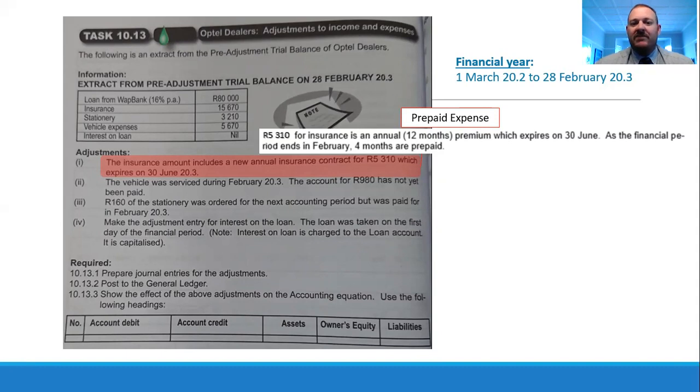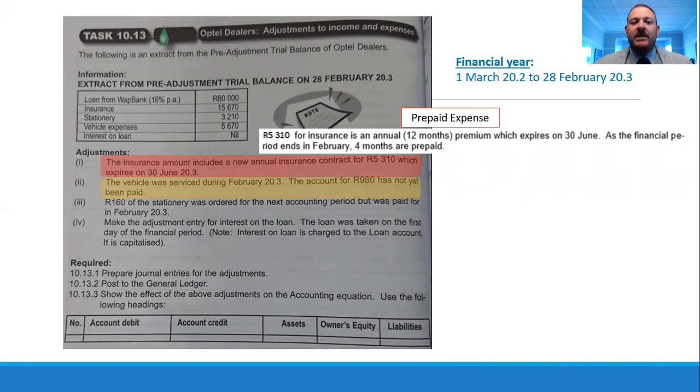So you'll see here the 5,310 Rand for insurance is an annual premium, which expires on the 30th of June. As the financial period ends in February, 4 months are prepaid. Okay, so you'll see now when we illustrate it exactly what that looks like.